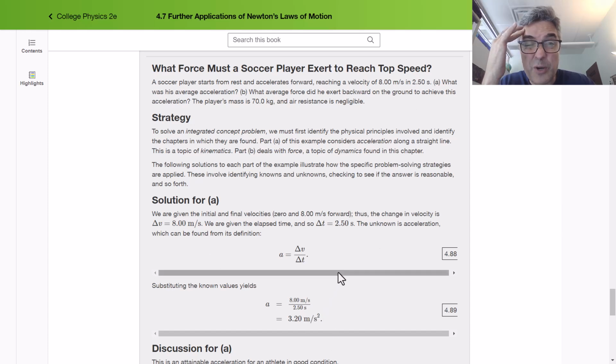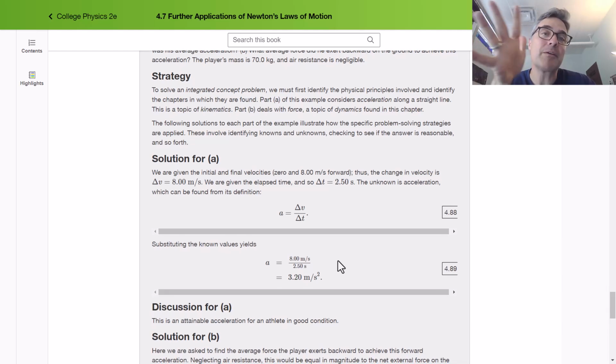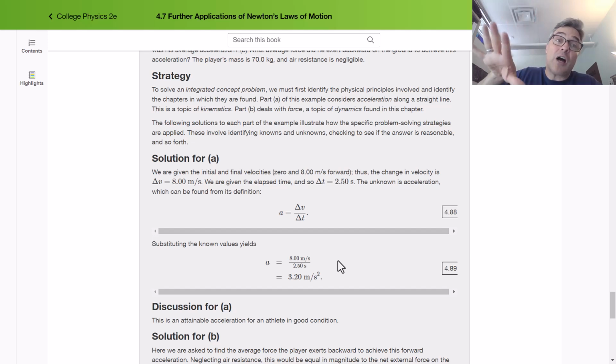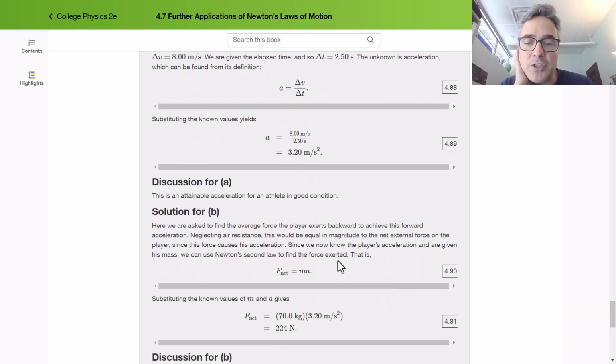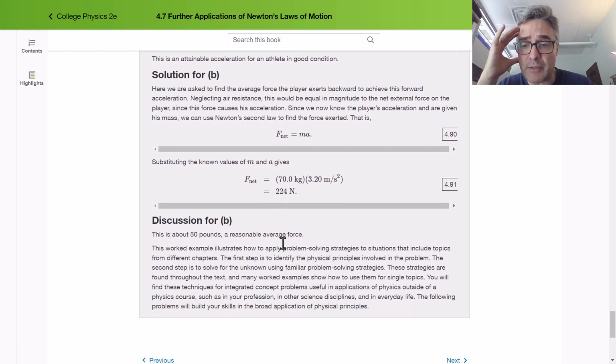Once you've got the acceleration, now you know the net force on the soccer player, and that's coming from the ground. And then you use Newton's third law to say that the soccer player is pushing backwards on the ground with that equal and opposite force. So you just get the 224. You just take that acceleration and multiply it times the mass of the soccer player, the 70 kilograms.